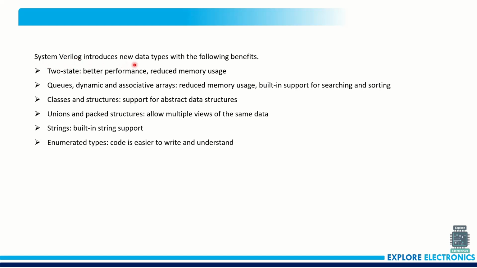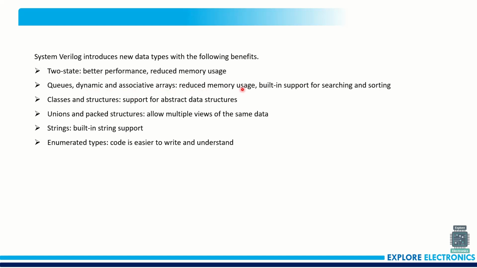System Verilog introduces new data types with the following benefits. There are two-state data types. Two-state in the sense these data types allow only 0 and 1 values. They will not allow x and z values. Those are two-state data types. They are used for better performance and reduced memory usage, and also they allow us to allocate only known values. Then we have queues, dynamic arrays and also associative arrays in System Verilog.